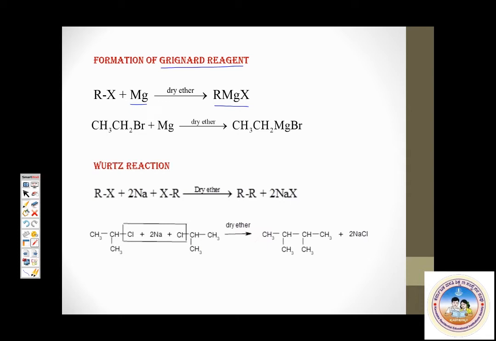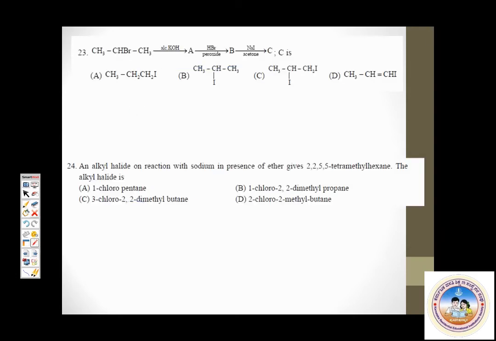Then next slide. Okay, we now have questions on these concepts: elimination, Grignard reagent, and Wurtz reaction. Question number 23. Such questions like question number 23, you call them questions based on sequence of reactions. Both in CET and NEET, you'll get questions like this. Series of equations are given, and you'll have to find out the final product C. The given compound is converted to A, is converted to B, is then converted to C. So there is a sequence of reactions given, and from the sequence of reactions you have to find out the final product C.